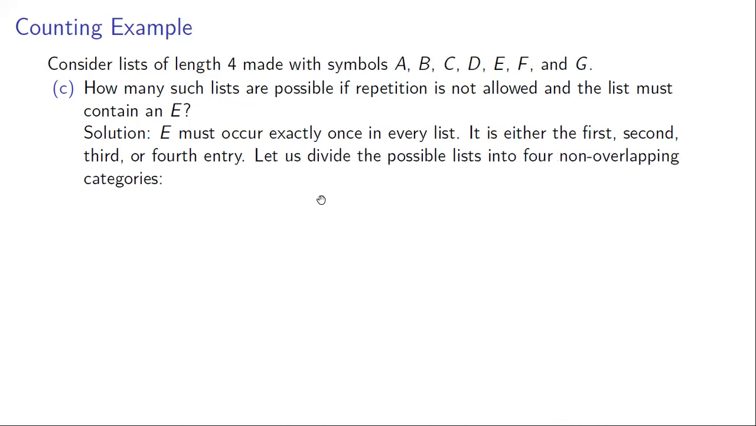So what we're going to do now is divide the possible lists into 4 non-overlapping categories. We have many different types of lists that we can make to satisfy the condition of the question. Again, what's the goal here? We are given some conditions and we want to know how many lists we can make to satisfy these conditions. So we take all these possible lists and divide them up into 4 non-overlapping categories. So here they are. Category 1 has the E as the very first letter, and the other letters we're not sure yet what they're going to be.